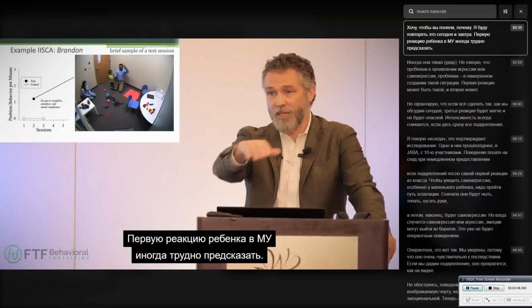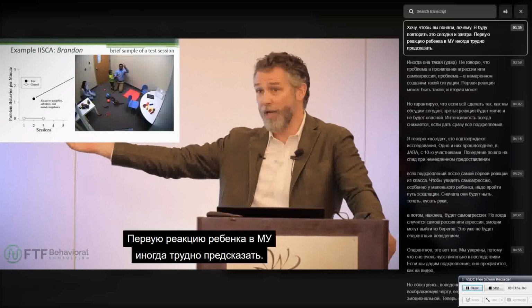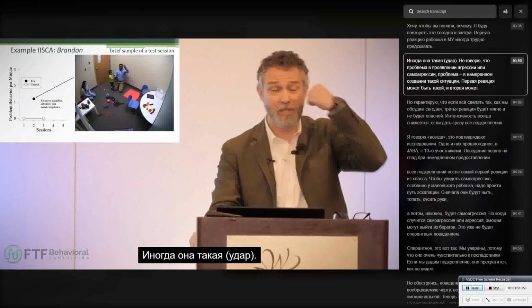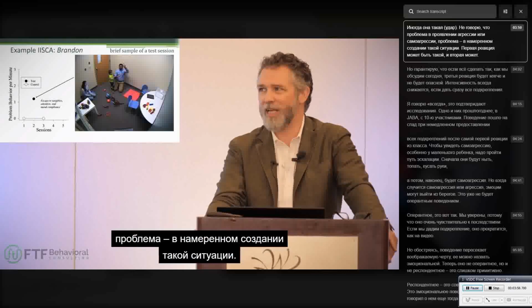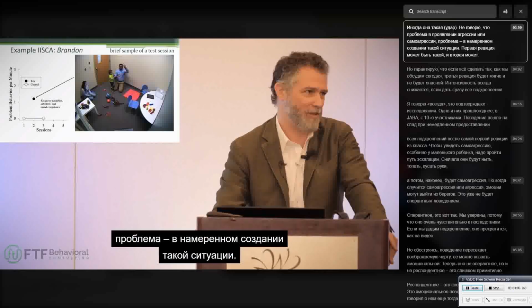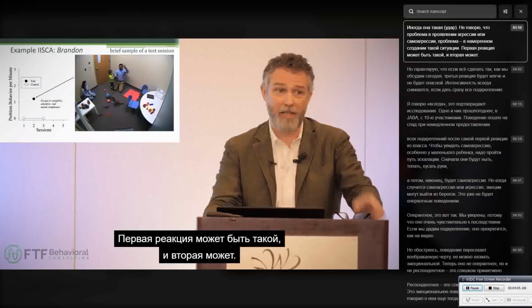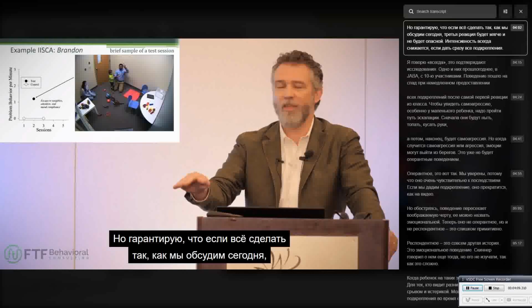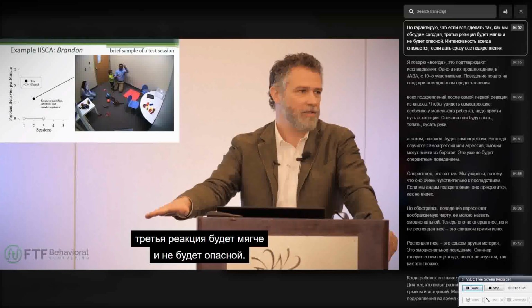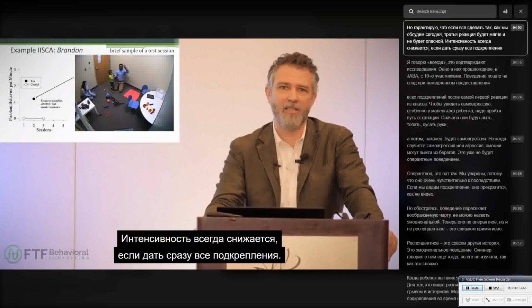When a child engages in the first response, by the way, the first time we put an EO in, we can't predict the first response. Sometimes it's this. I'm not saying it's a problem to get SIB and aggression. I'm saying it's a problem to engineer that to happen. The first response might be this. The second response might be this. I can pretty much guarantee if you do this the way we talk about today, the third response will always be mild, non-dangerous. It always shapes down in intensity when you provide all the reinforcers immediately.